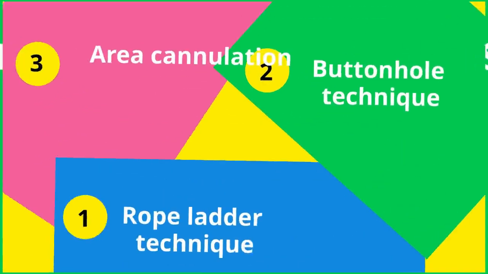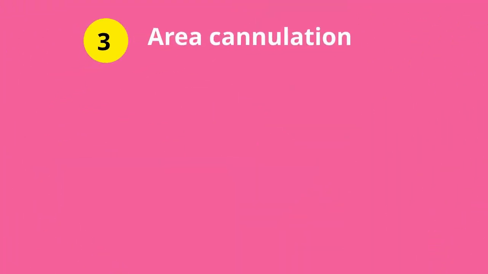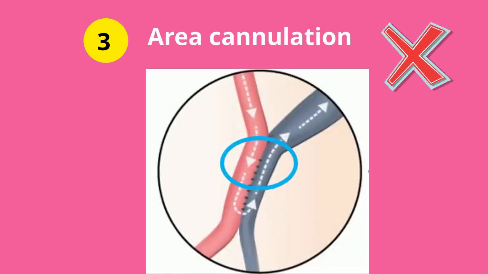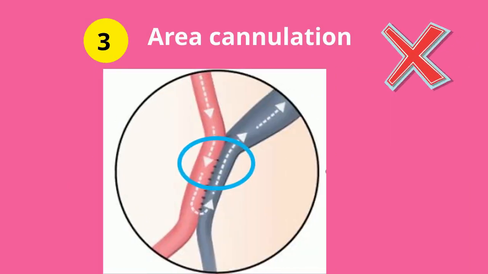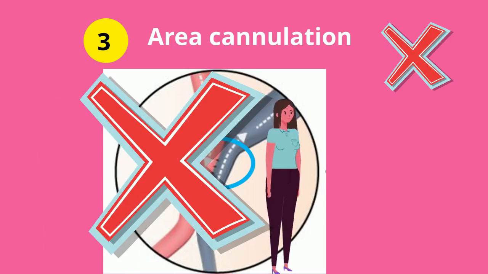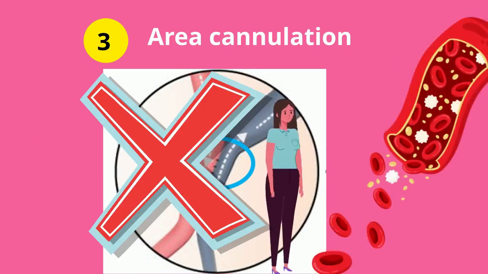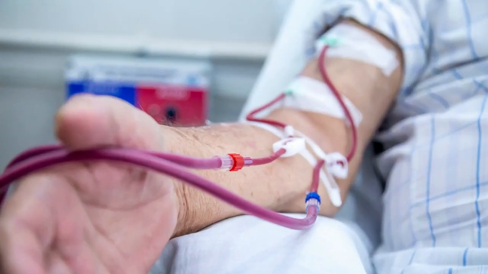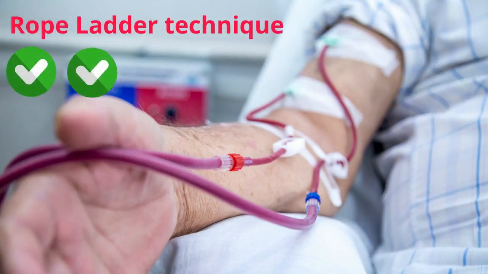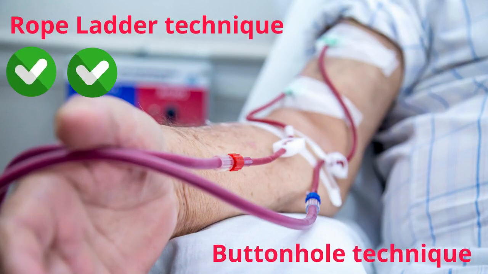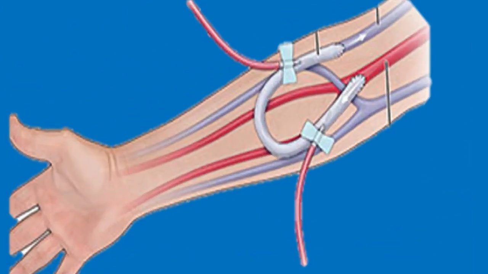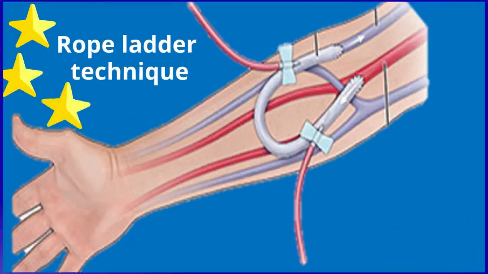The third technique is area cannulation, which is not recommended, as repeated cannulation in the same general area makes the area prone to aneurysm formation and life-threatening bleeding. For an AV fistula, rope ladder is preferred depending on fistula characteristics, or else buttonhole is used. For AV graft, only rope ladder is recommended.